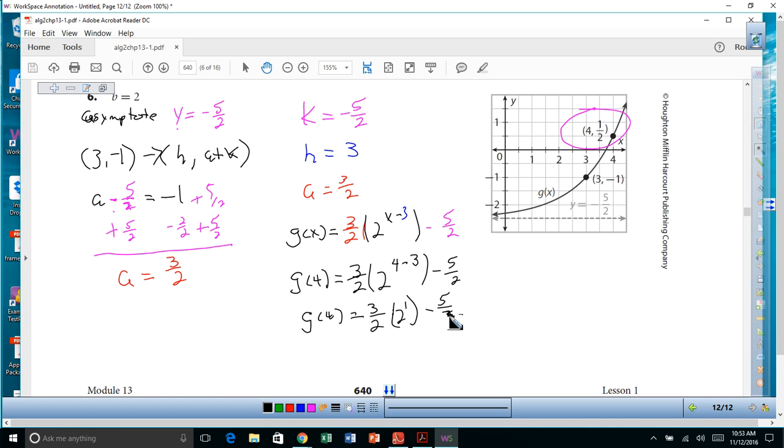Okay, minus 5 halves. And I'm looking, these two will cancel out. So I got 3 minus 5 halves. Now 3, that's like 6 halves, right? 6 halves minus 5 halves. And that's going to give me 1/2, which is what I was looking for. Okay, so they do verify.